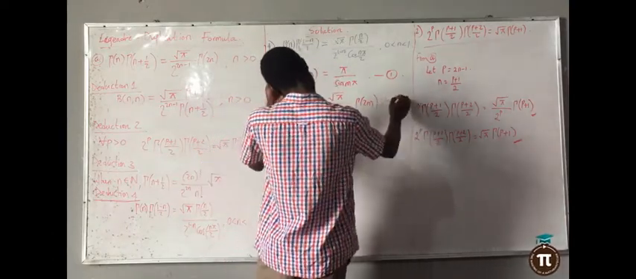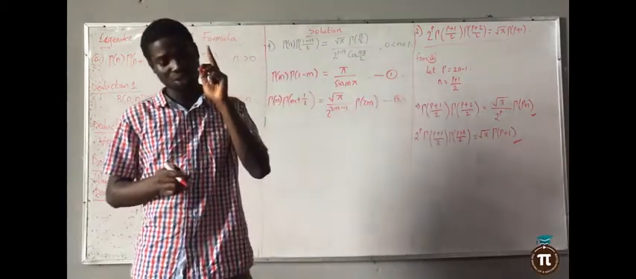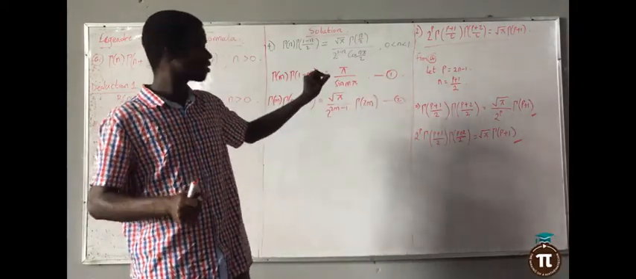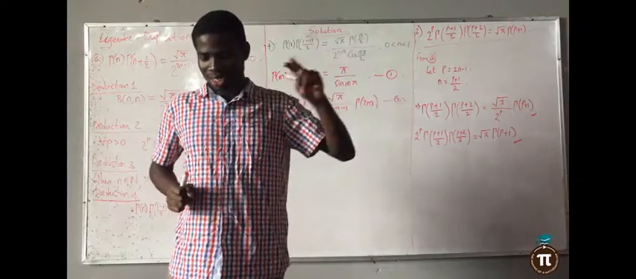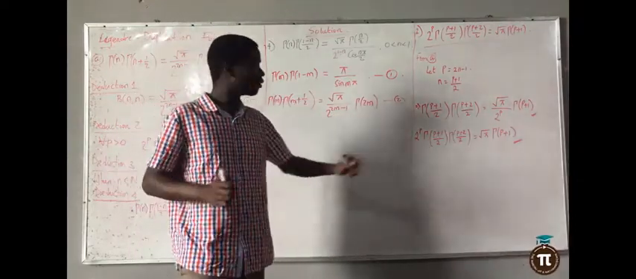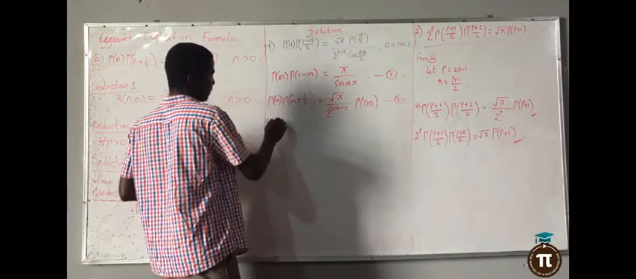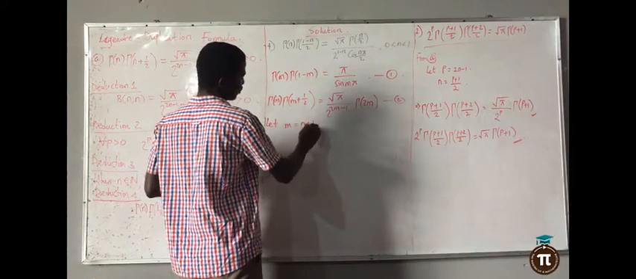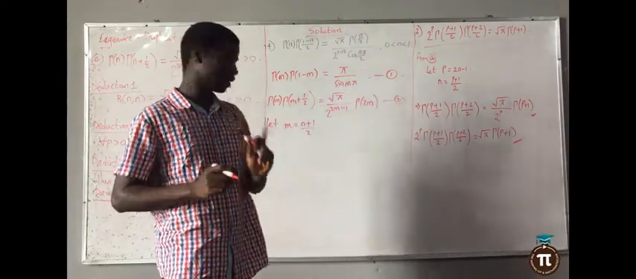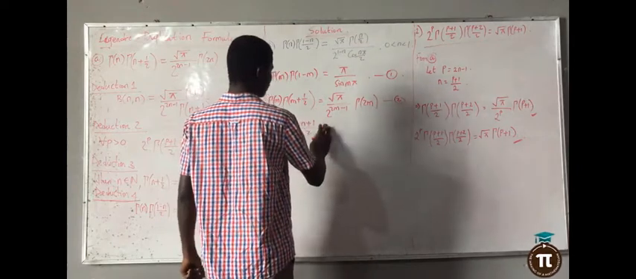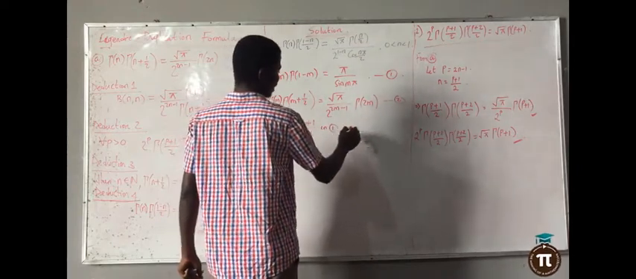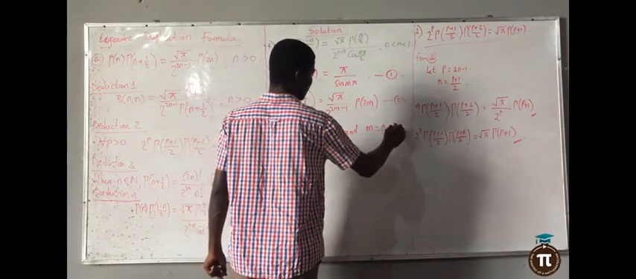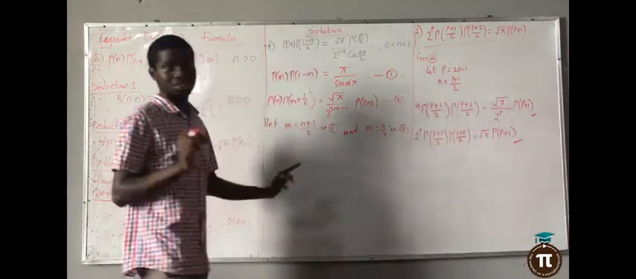So let me call this equation 2. I'm going to do one substitution here: I'll let m be n plus 1 over 2 in equation 1. Then in equation 2, I will let m be equal to n over 2. So now let m be equal to n plus 1 over 2, that is in equation 1, and then let m be equal to n over 2 in equation 2. That is what I'm going to do.